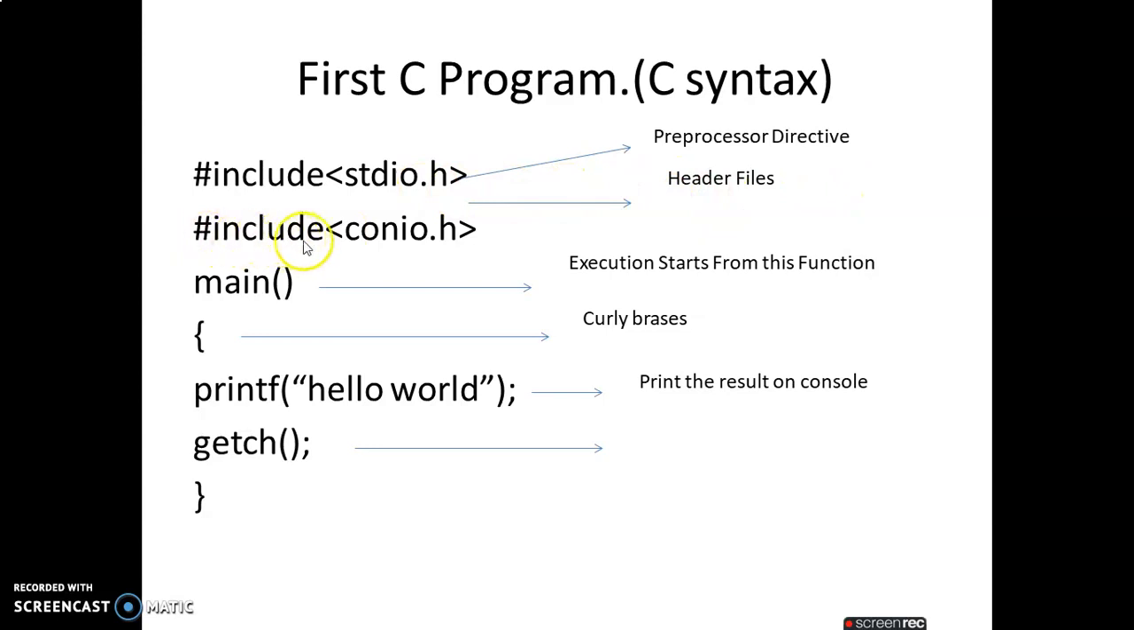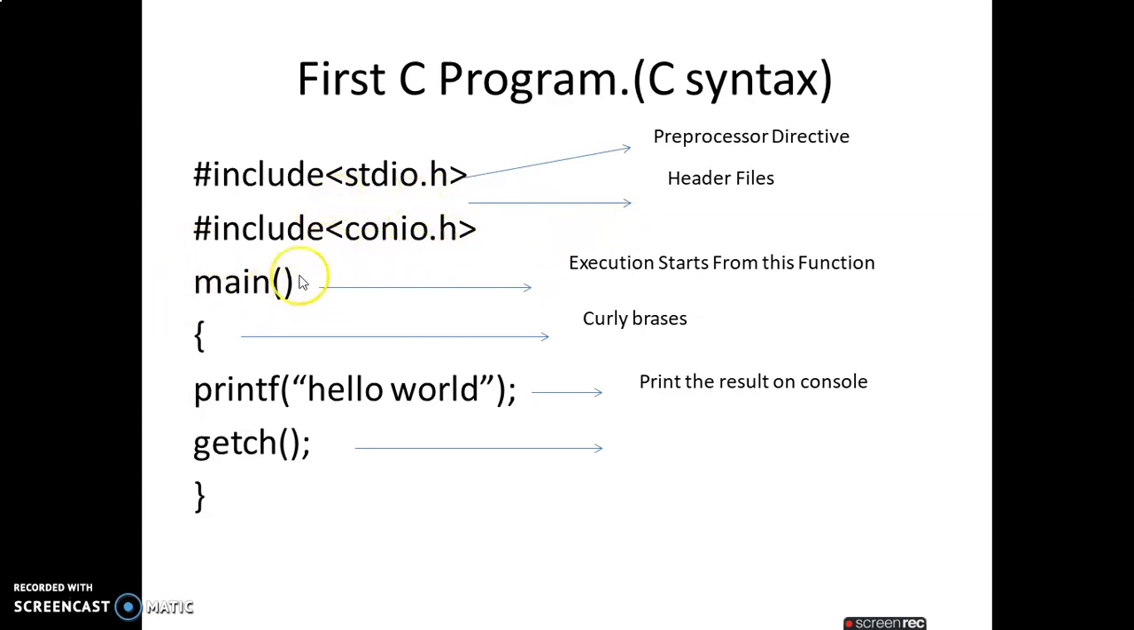Then it has include conio.h. stdio.h is for standard input output. Then hash include conio.h, that is also another header file. This is called console input output.